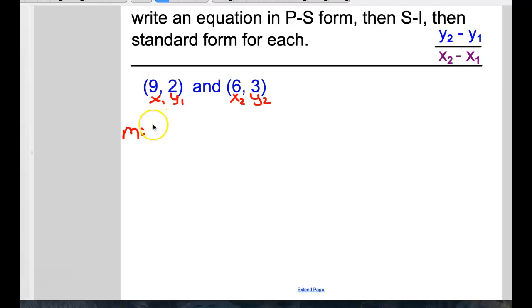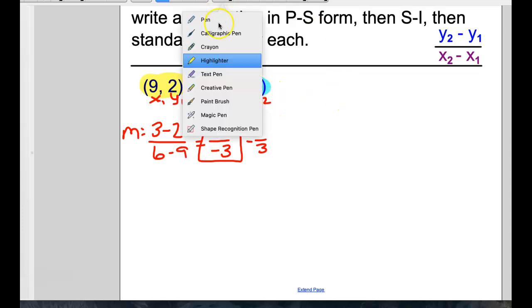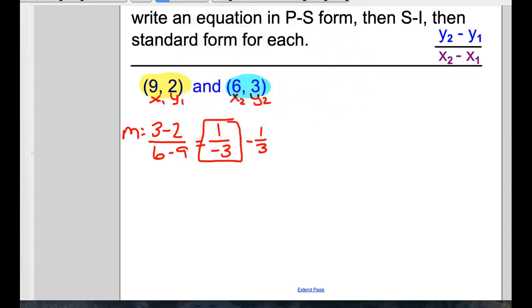Y minus y goes on the top, so 3 minus 2 goes on the top. On the bottom, my x2 minus x1 would be 6 minus 9. 3 minus 2 on top is 1. 6 minus 9 on the bottom is negative 3. We can leave our slope like this. Otherwise, the better way of writing that slope is, instead of leaving that negative sign on the bottom, putting your negative sign out front. Now that we know our slope, you can choose to use either of the 2 points, the (9, 2) or the (6, 3), and it doesn't matter which point. You should get the same answer in the end.